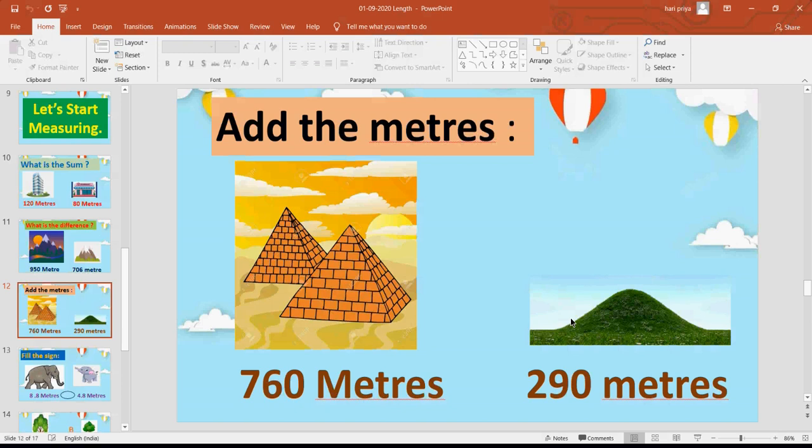And I want answers from everyone. Okay, I'm just checking your names randomly. Yes, superb. It's 1050 meters. If you add the height of the pyramid and fountain together, you will have 1050 meters. Yes, right. Your answer is right now. Superb.